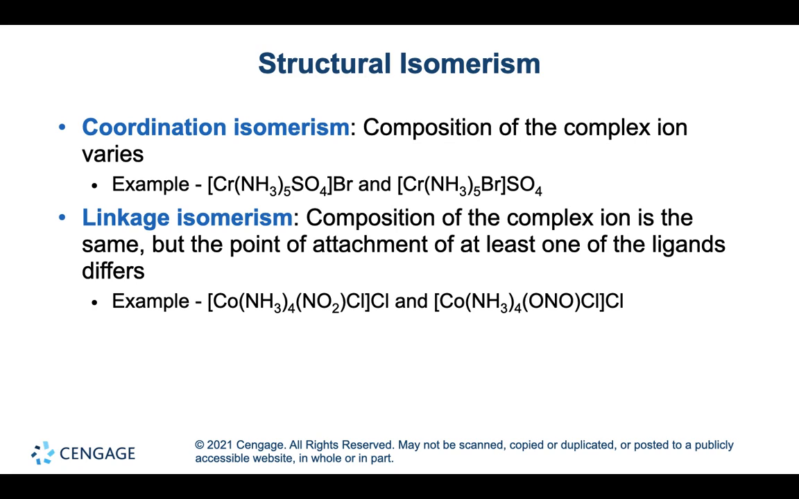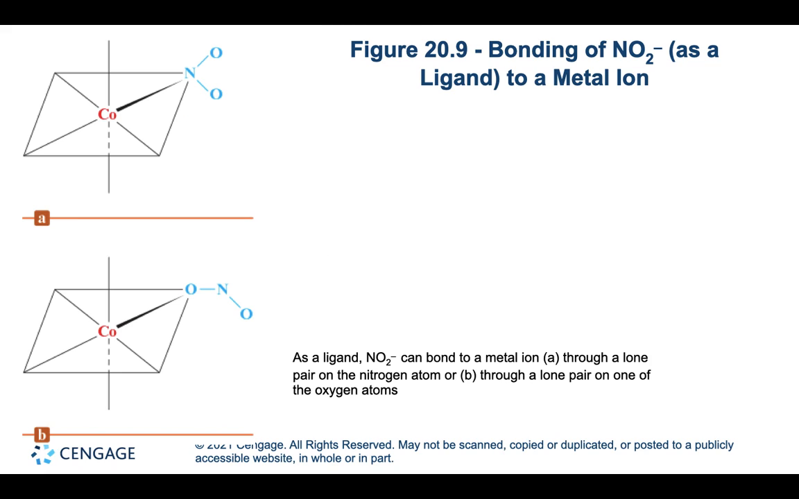Linkage isomers would be because you have different points of attachment around the center ion. You can have different places that they link up around it. So maybe they're still bonded, the same bonds, but the bonds are in different places. An example of that would be if the NO2 minus ion used the nitrogen unshared pairs to bond to the cobalt, or alternatively, it could use the oxygen unshared pairs to bond to the cobalt. And so we have a linkage isomer there.